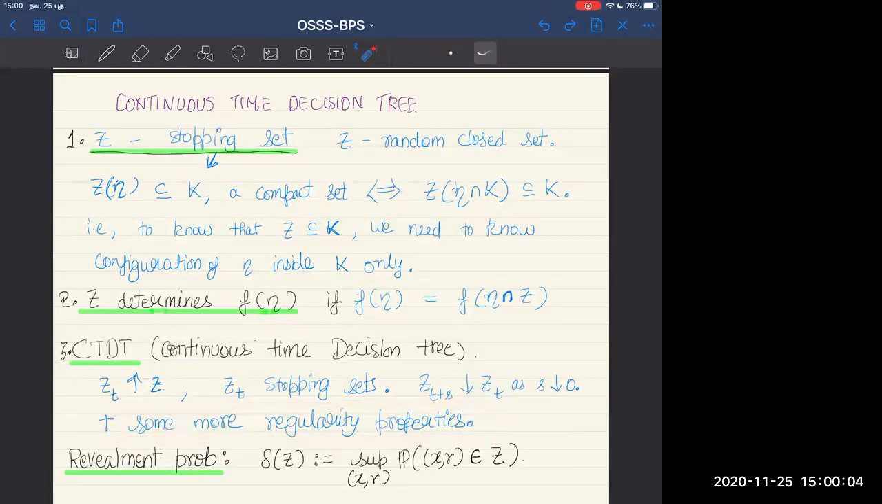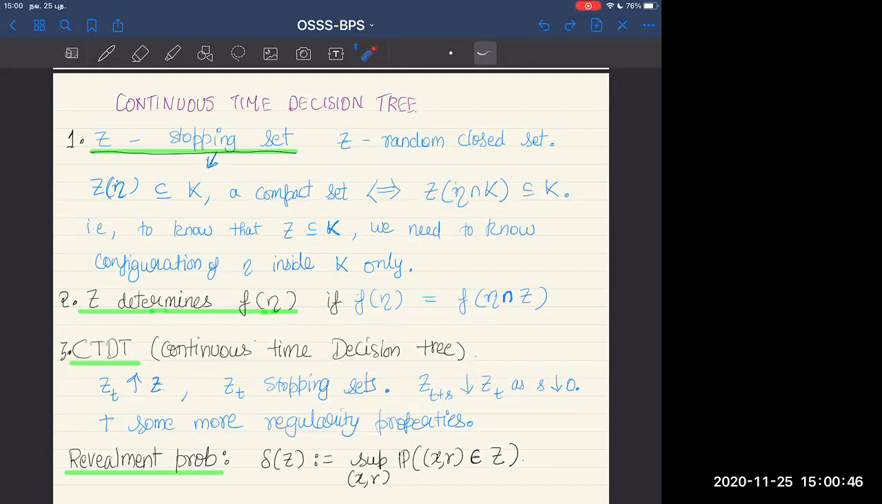But these are important. The key thing is I should construct a stopping set in a sequential, in an exploratory manner. I should be able to explore a stopping set in time. I should come up with a sequence of stopping sets that increase to Z. And it's right continuous. And the next key object is what is called the revealment probability. Delta of Z is the supremum over all possible configurable points x, r such that x, r is explored by Z.